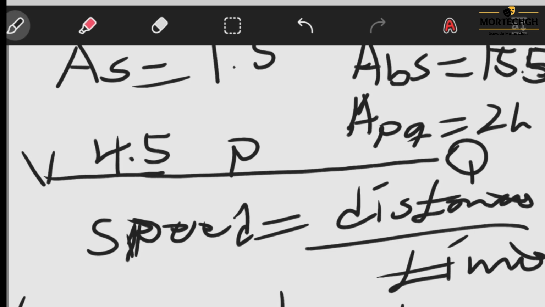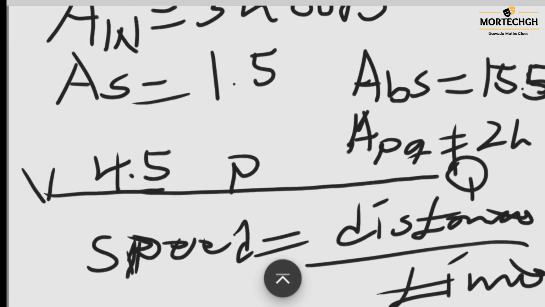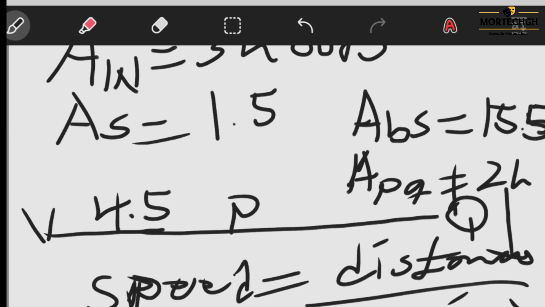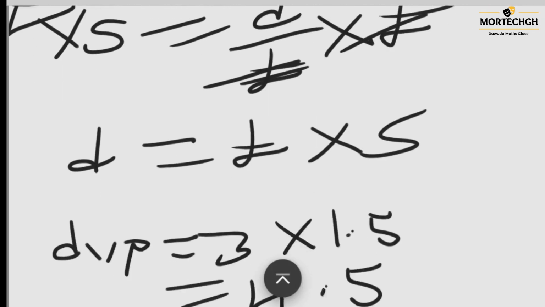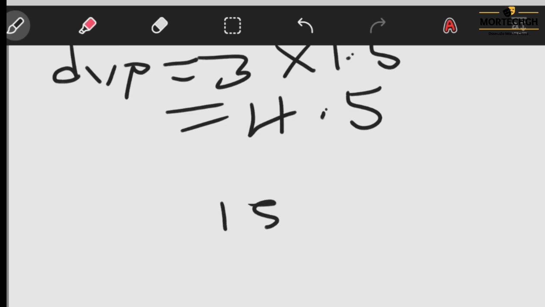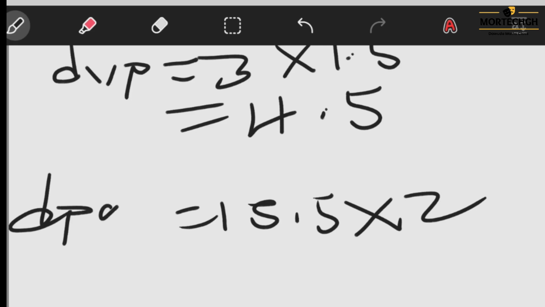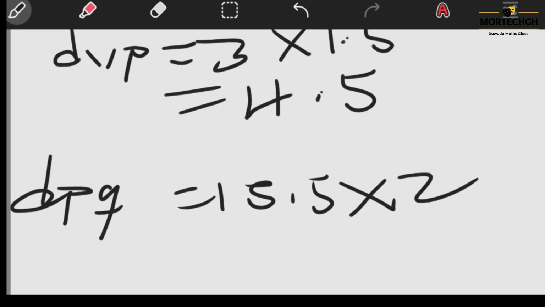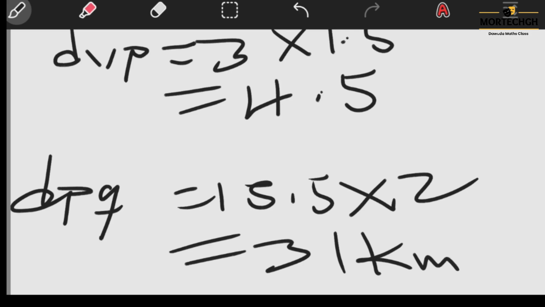We have to also find the distance from P to Q by considering the rate at which the bus was moving. The bus was moving at 15.5 km per hour, right? And it took 2 hours to travel. So the time is 2 and the speed is 15.5. So we have 15.5 times 2 is equal to the distance from Palmu to Kwamu, right? If you take 15.5 times 2, it will give you 31. That's 31 kilometers.